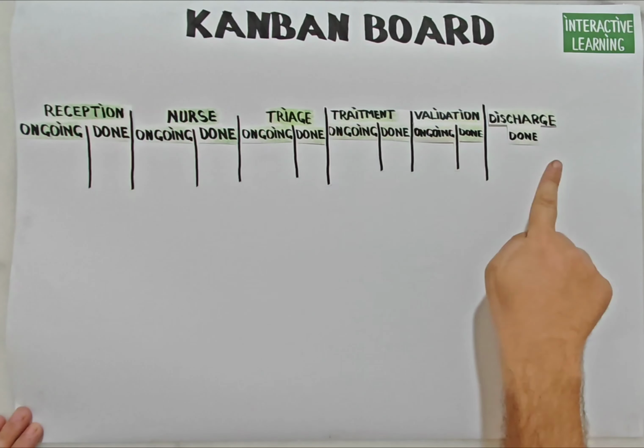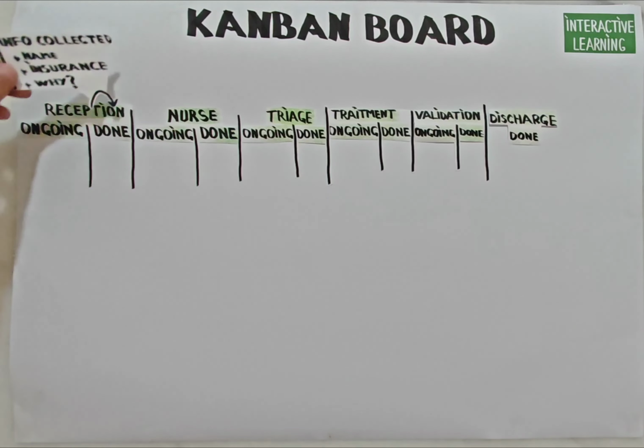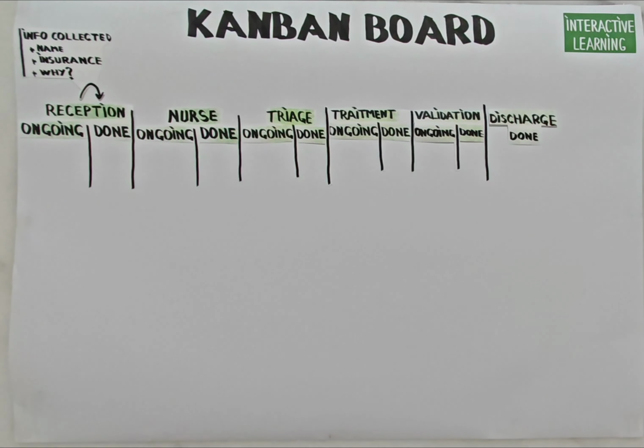As you see, the first thing to do after identifying these states of the workflow is to visualize it. Now, how can we know when a patient is done with a step? This is part of the definition of the workflow. We'll add exit criteria for each stage. For our example, the exit criteria for reception is that the required patient information is collected.